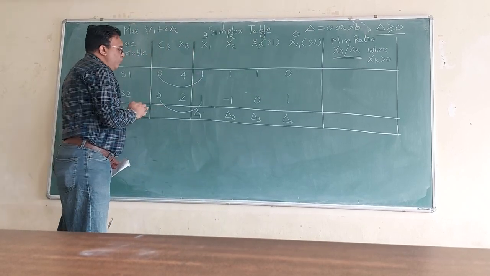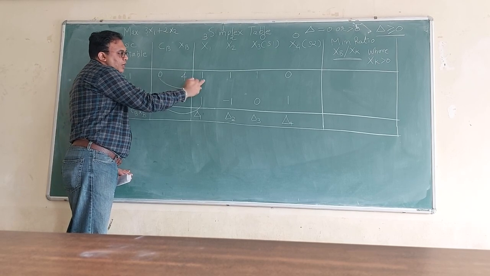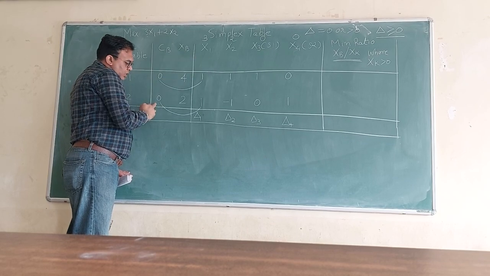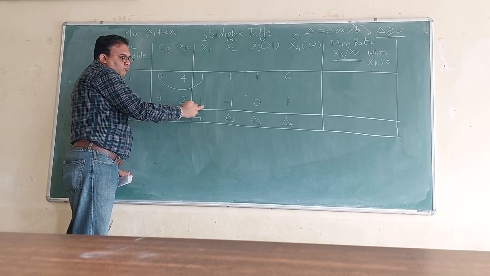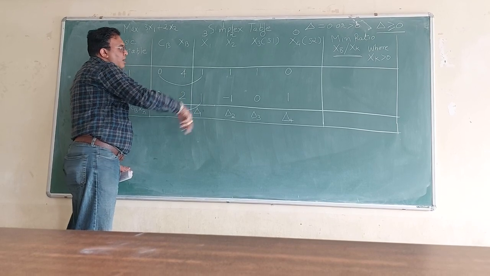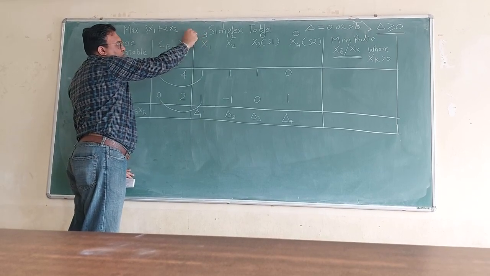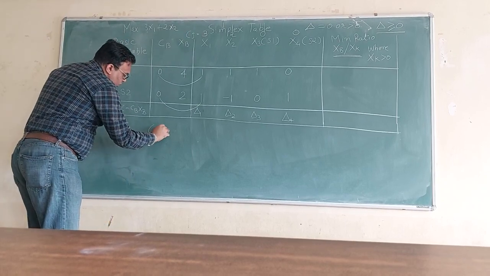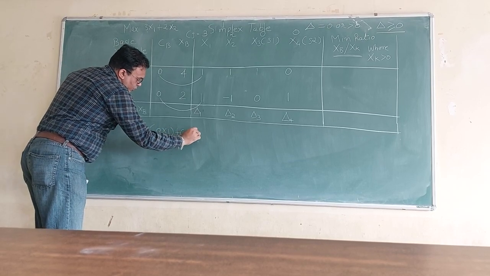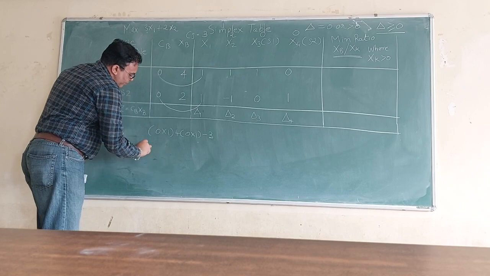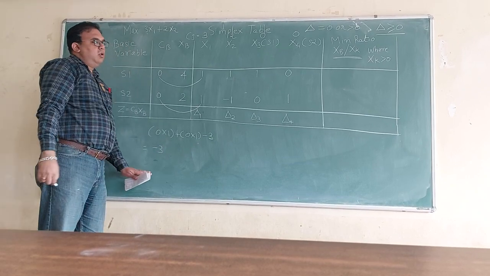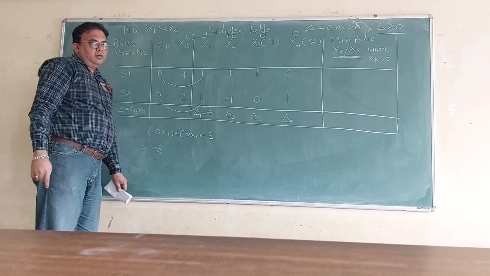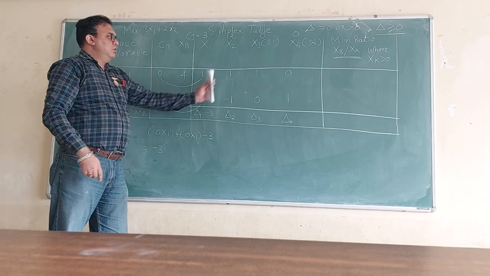So as per the formula, what did I say? 0 into 1 means CB1 into x1 plus CB2 into x2, minus this value, which is called Cj. One more time, look over here: 0 into 1 plus 0 into 1 minus 3. So what is the delta value? Delta 1 is minus 3. Clear?